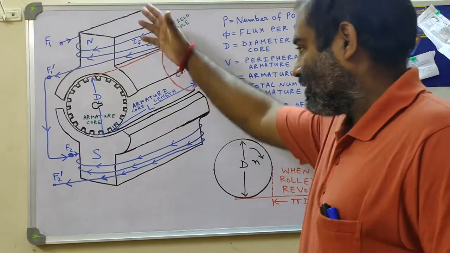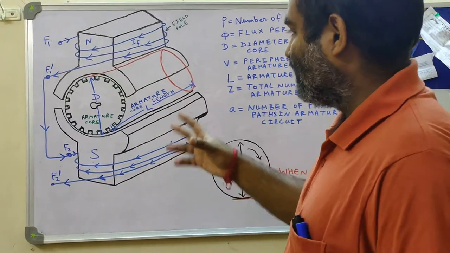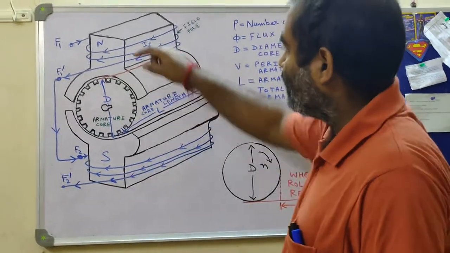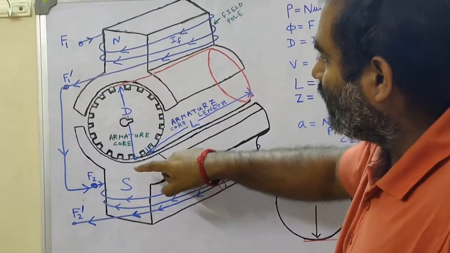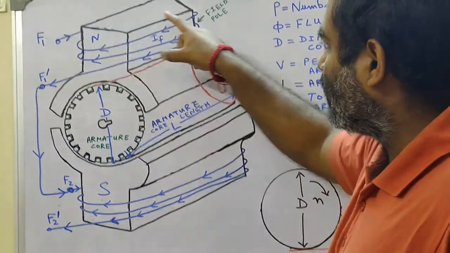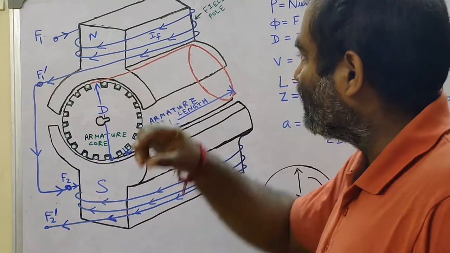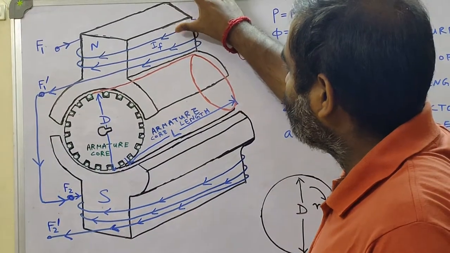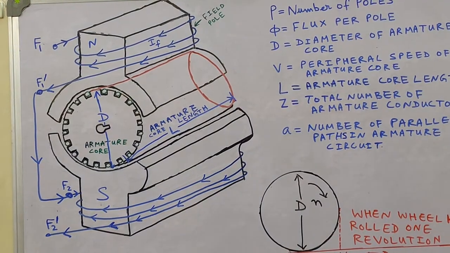Now let us consider this diagram. This diagram depicts a DC machine having two poles. You can see here, the north pole is shown here and the south pole is shown here, and these are the field coils, the blue colored coils which are shown. What you can notice is the number of turns in this pole. It's actually three turns.